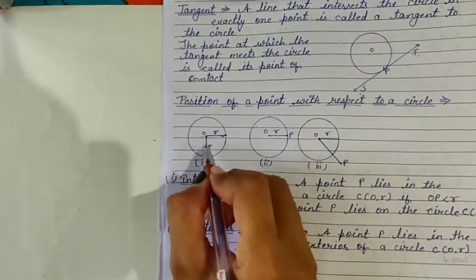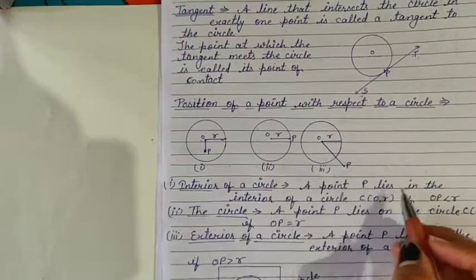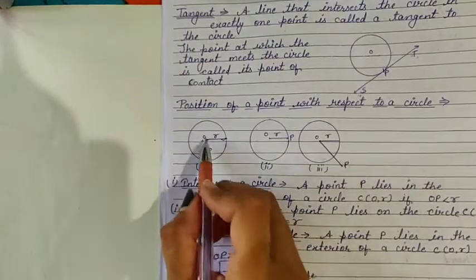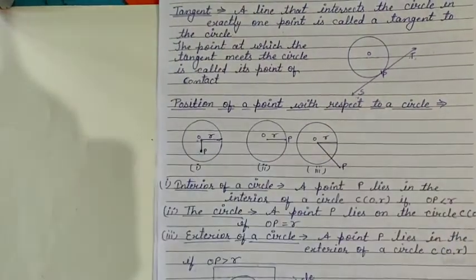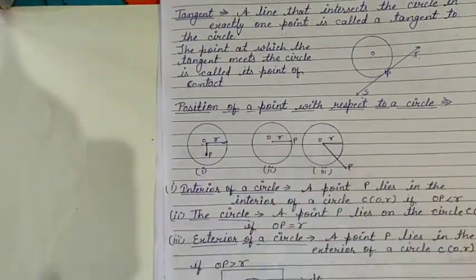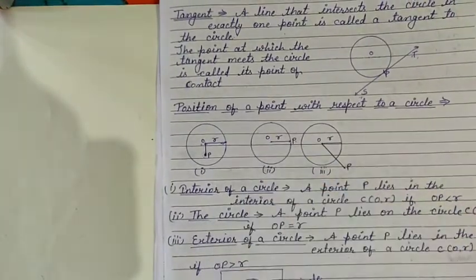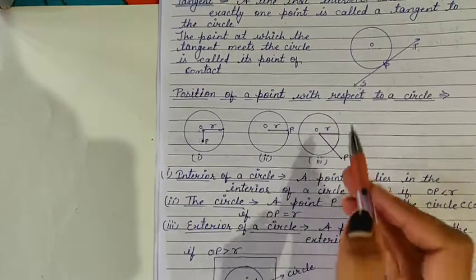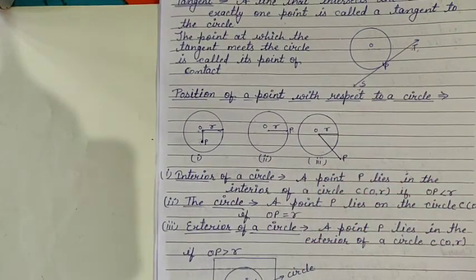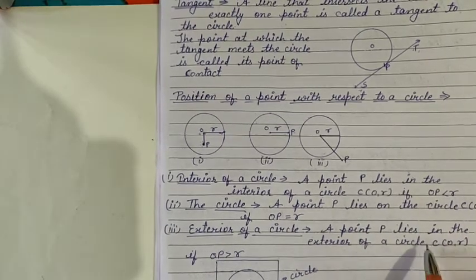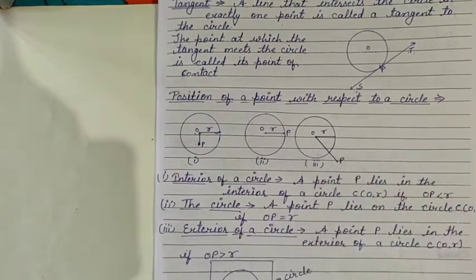This distance r is greater than this distance. A point P lies in the interior of a circle C(O, r) if OP, this distance OP, is less than r. A point P lies on the circle C(O, r) if OP is equal to r. When this distance OP is equal to r, then this point lies on the circle, and when this distance OP is greater than r, then the point lies in the exterior of a circle. A point P lies in the exterior of a circle C(O, r) if OP is greater than r.